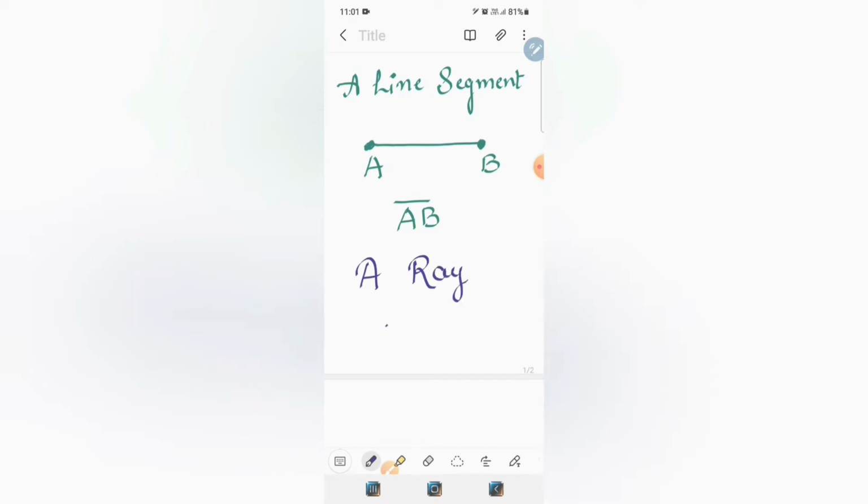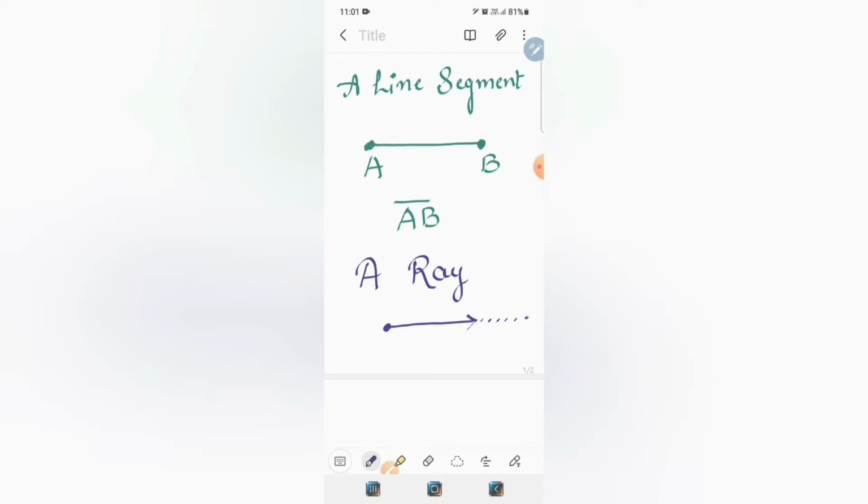So children, if we extend a line segment in one direction, we get a ray. So a ray has only one endpoint. A ray does not have a definite length. Why does it not have a definite length? Because it can extend indefinitely in one direction. And we also cannot draw a ray on a paper, but we can represent it.